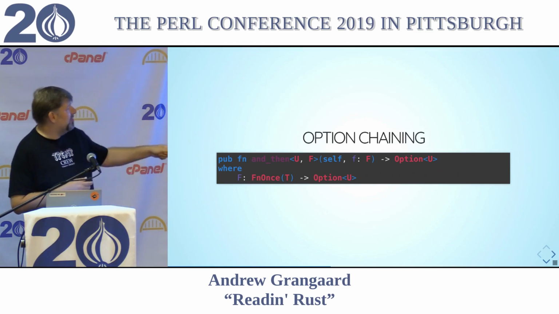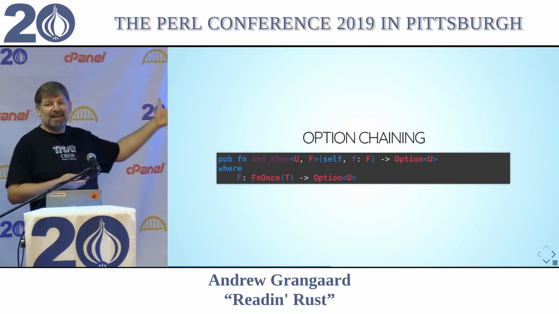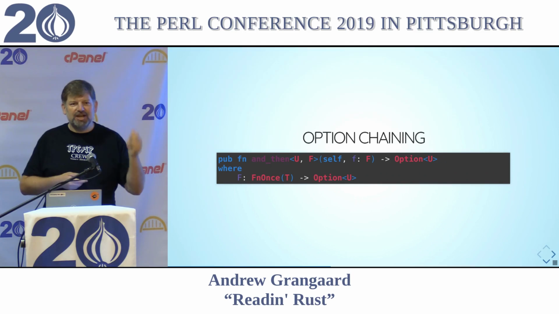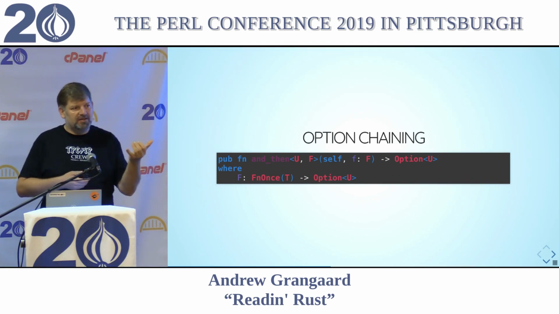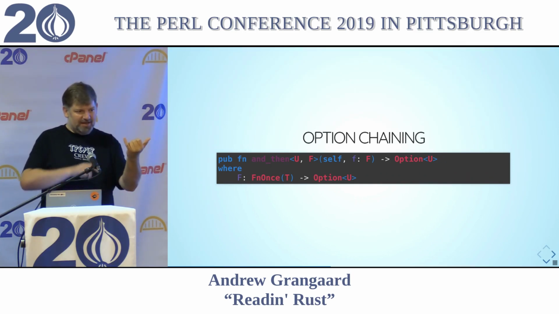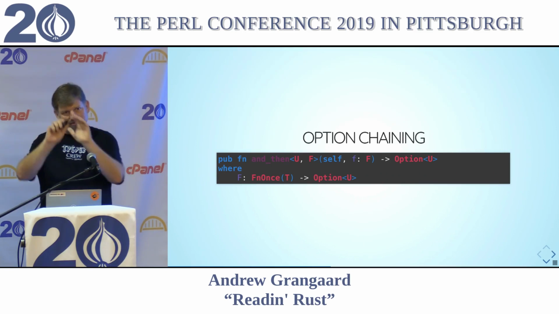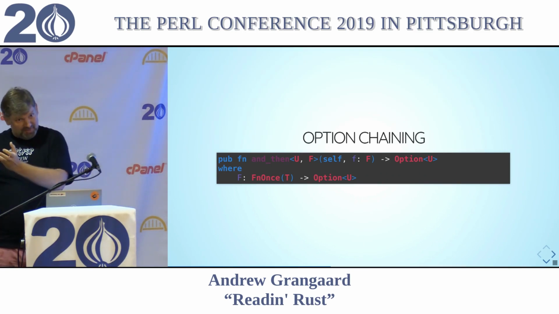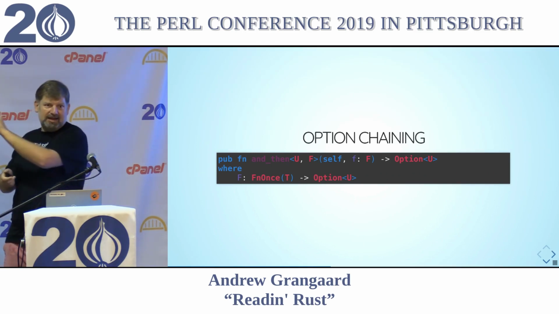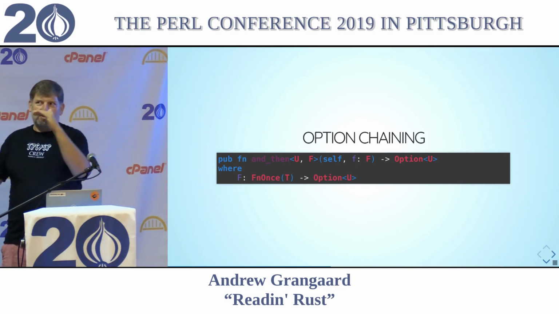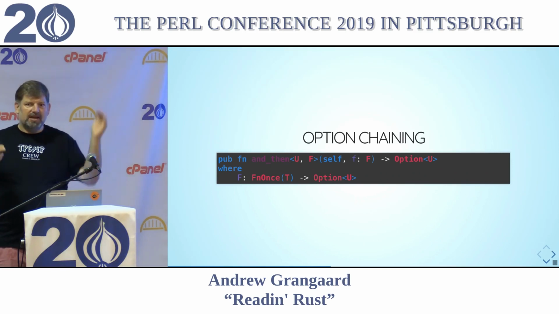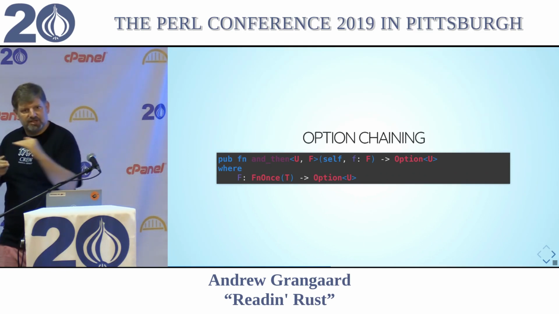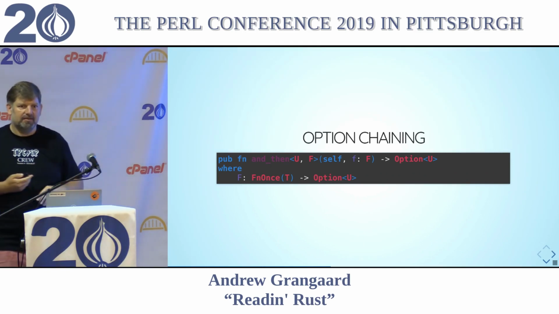Option type implements, among other things, and then. And so you can chain an option type. You have a function that returns an option, and then you can dot and then another function inside of that, and that will return a new option. And you could do and then, and then, and then. All of the happy cases would be handled, and if any of those became none, it would just short circuit through and be none at the end.